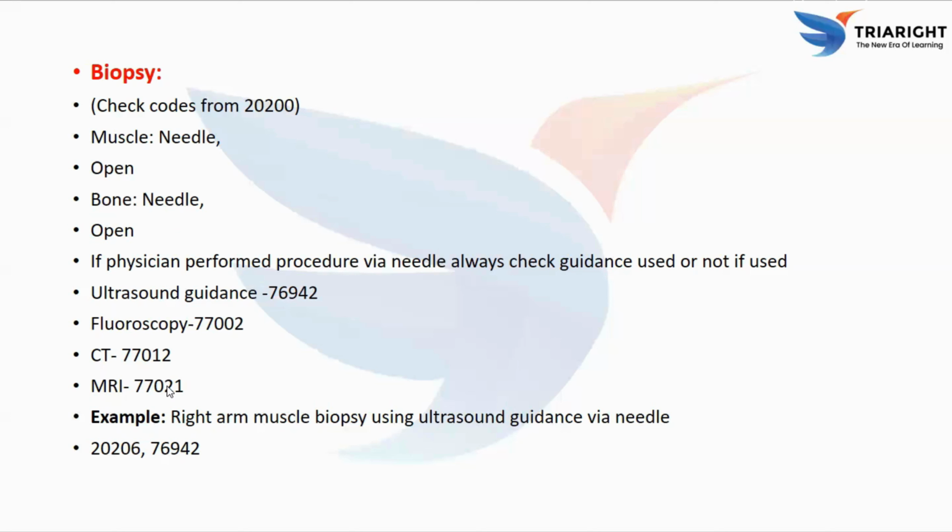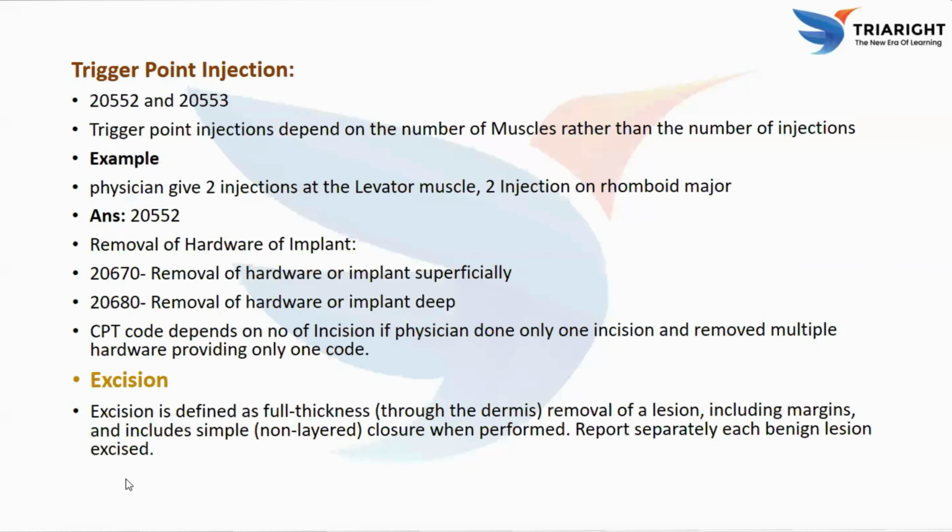So for example, the scenario is a right arm muscle biopsy using ultrasound guidance via needle. 20,206 is the code for needle muscle biopsy and 76942 is for ultrasound guidance. So the final codes for this example are 20,206 and 76942.